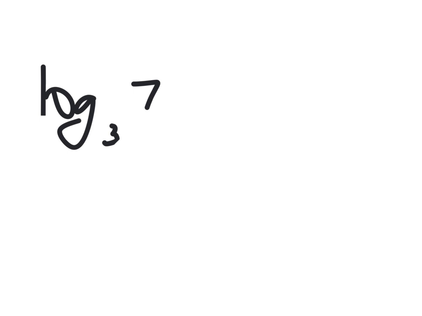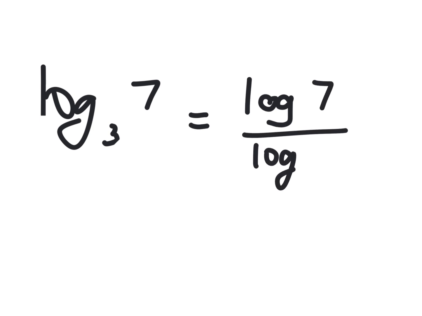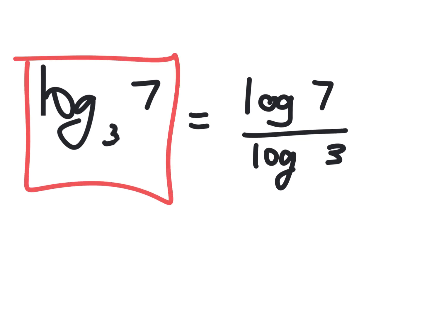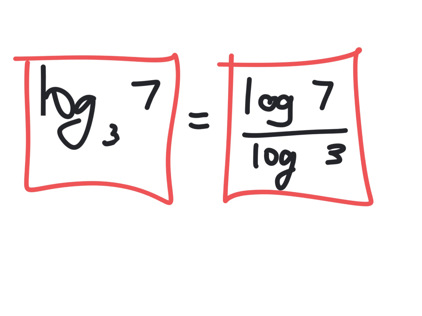That is base 3. But it's equal to log with no base of 7 over log with no base of 3. Now, I said there's no base, but if there's no base, what's the base really? 10. But wait, there's more. These two are equal. You could type this into a calculator and you'd get some decimal. And if you type that in the calculator, you'd get the exact same decimal. Okay, so these are equal.